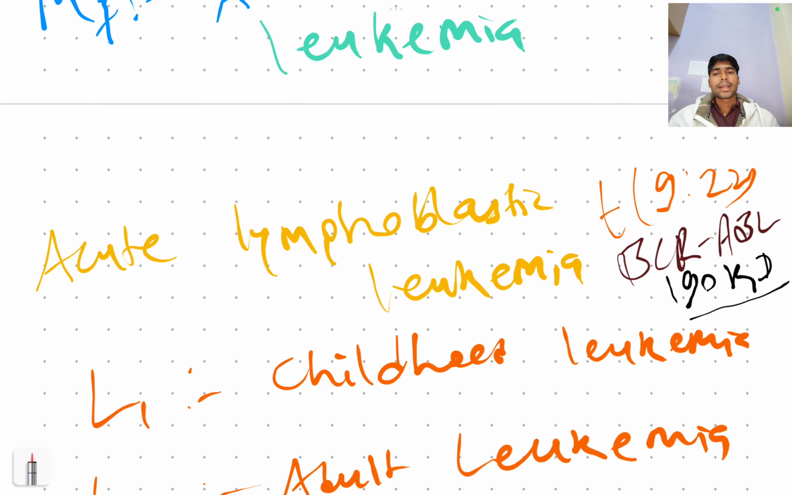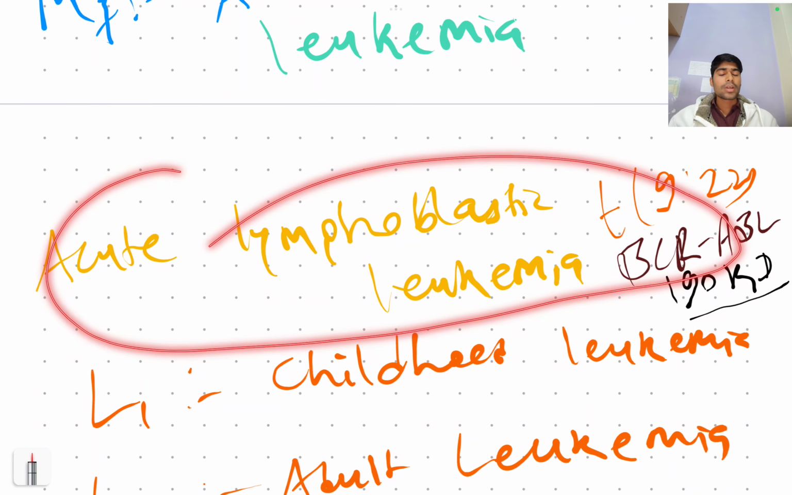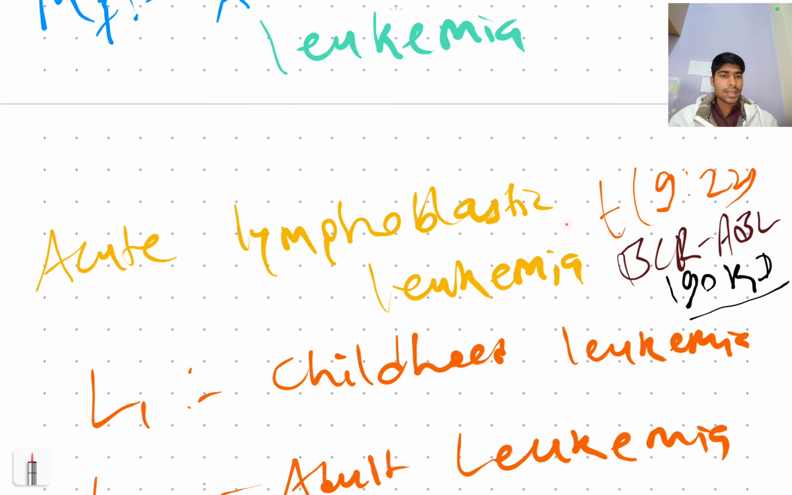Now, acute lymphoblastic leukemia. Acute lymphoblastic leukemia generally happens due to the translocation of 9 and 22, which is BCR-ABL. The same translocation happens in CML as well, but in CML there is a larger protein, that is 210 kilodalton. But in ALL there is a translocation of 190 kilodalton only. So this is the difference between CML and ALL.